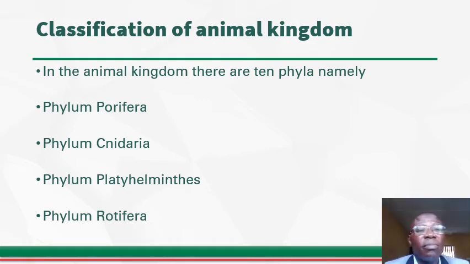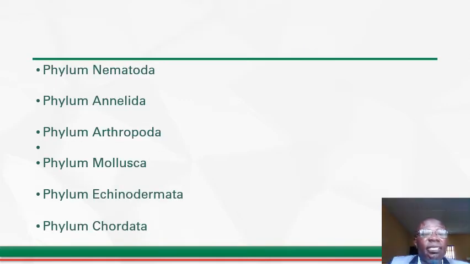Classification of animal kingdom. In the animal kingdom, there are 10 phyla that we are going to consider. The phyla include the phylum Porifera, the phylum Cnidaria, the phylum Platyhelminthes, the phylum Rotifera, the phylum Nematoda, the phylum Annelida, the phylum Arthropoda, the phylum Mollusca, the phylum Echinodermata, and the phylum Chordata, which is the highest phylum.